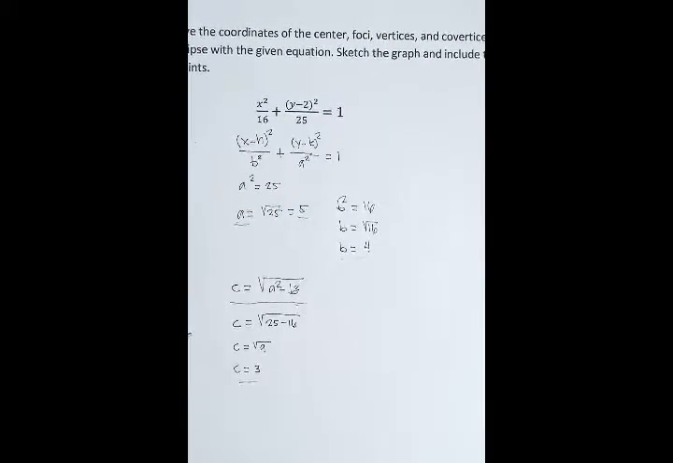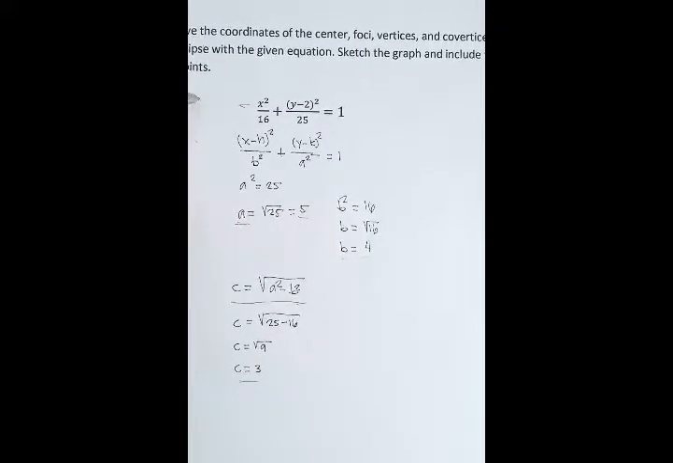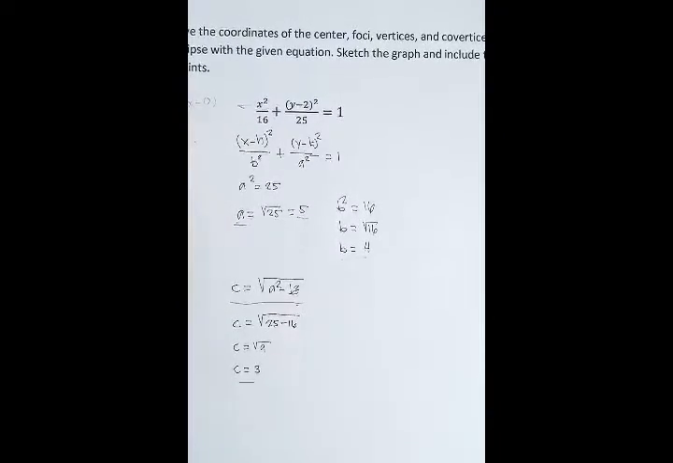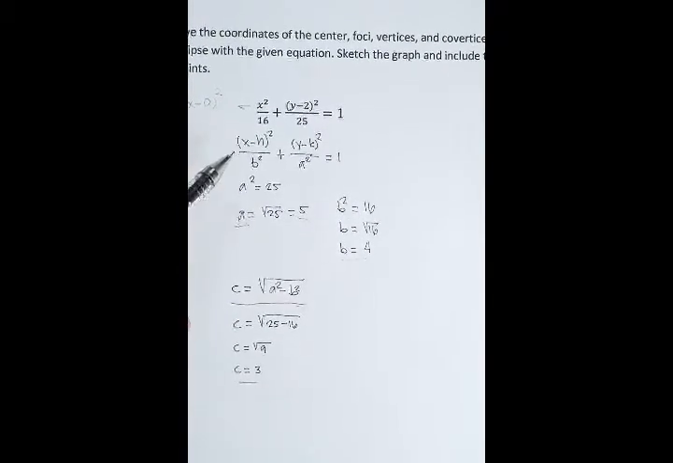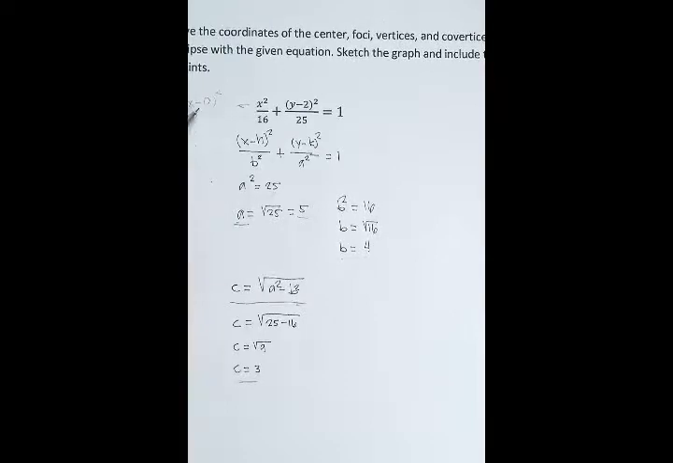But first, let us find the center of the ellipse. If you will notice, we have x squared. This x squared is the same as x minus 0 squared. So our x minus h here is x minus 0.